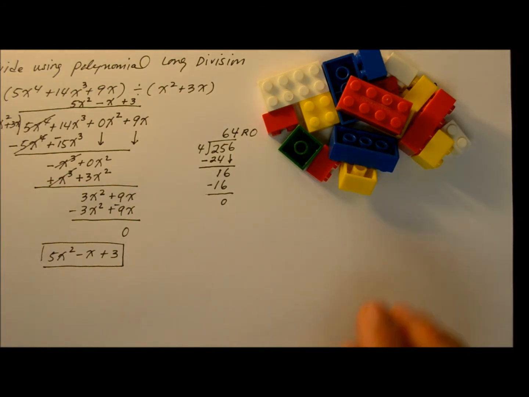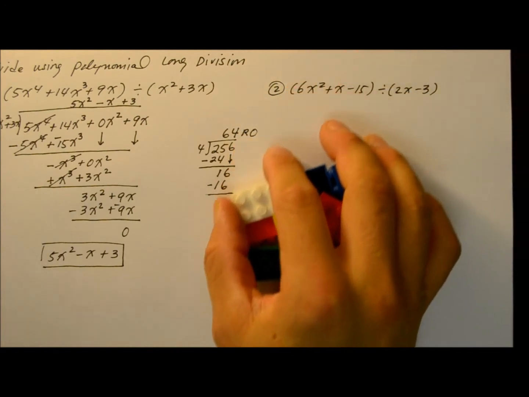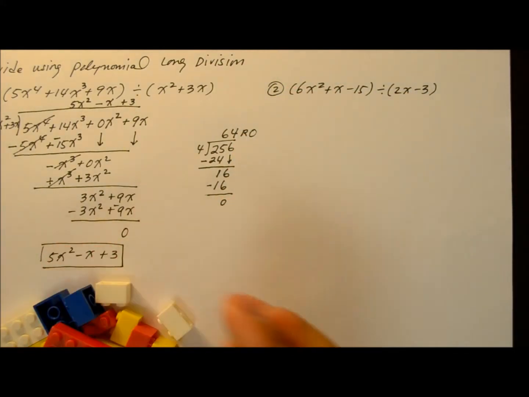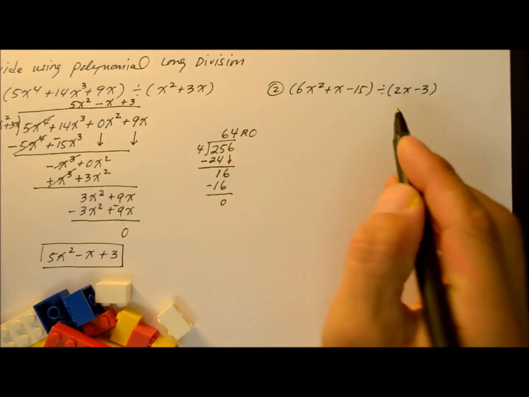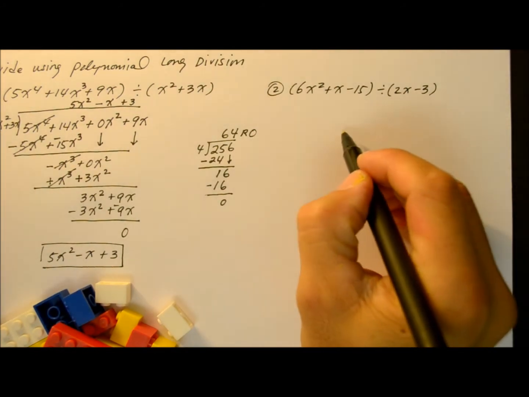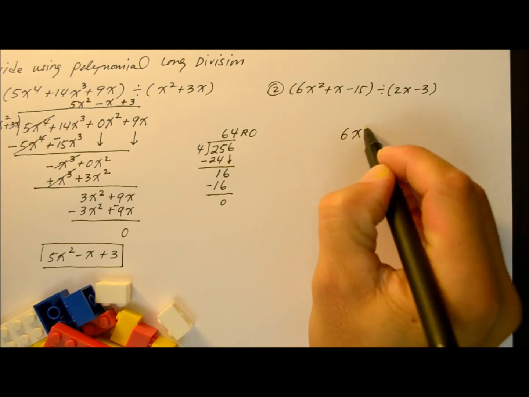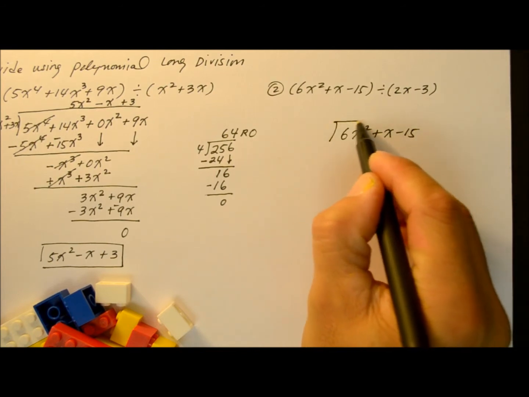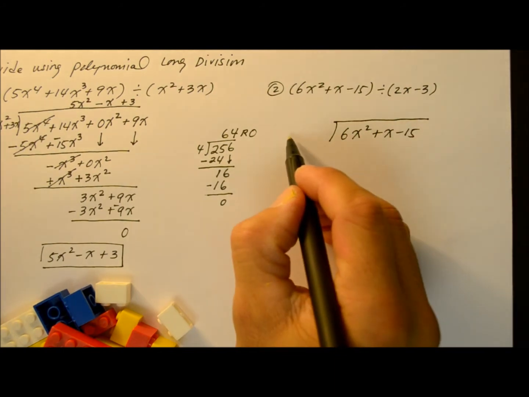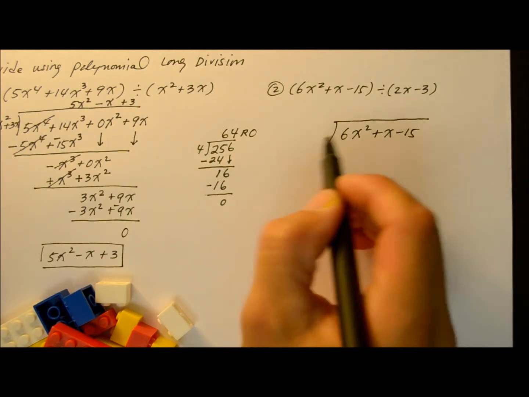Now, you try that one. Good. So you said, all right, this is my dividend. So I'm going to write that inside the quotient mark. 6x squared plus x minus 15 divided by the long division, the divisor 2x minus 3.